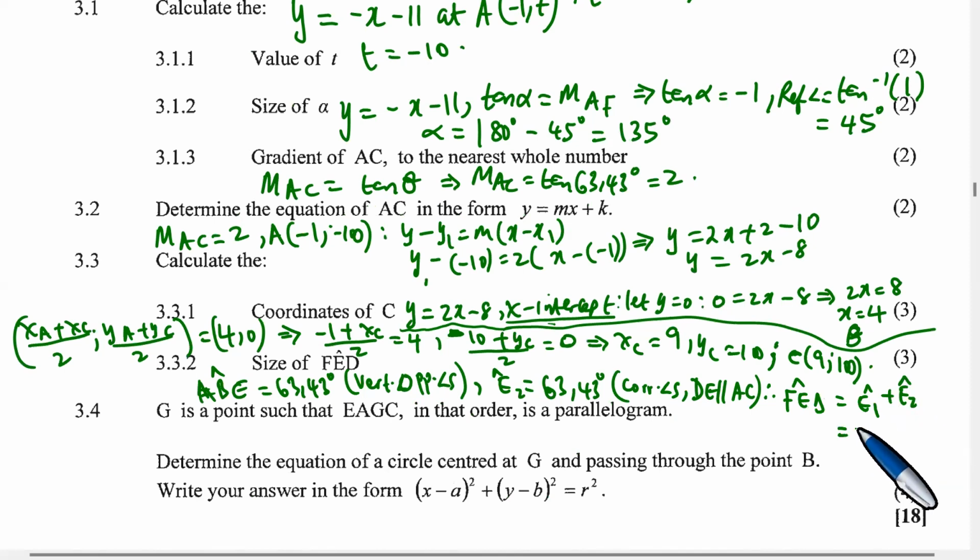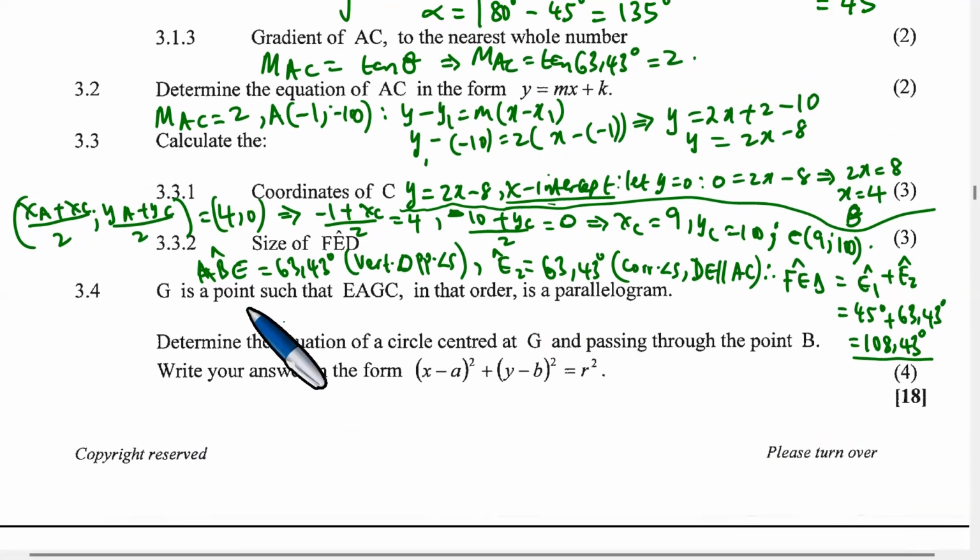What is angle E1? We saw that it is 45 degrees. What is angle E2? It is 63,43 degrees. What is the summation of this? It is 45 plus 63,43 degrees. The sum is obvious, but what is the summation? The summation is 108,43 degrees. And this is the angle the examiner wants. 108,43 degrees is the angle FED. Next question.